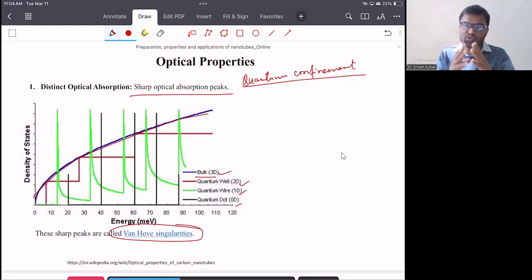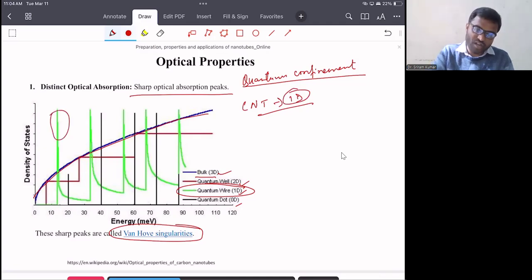However, if we have 2D, 1D, or 0D, there is some kind of confinement, and based on that, different kinds of transitions happen. For example, CNT is a 1D material, a quantum wire. And because of this 1D structure, we have this very sharp energy peak, and that is called the Van Hove singularity.